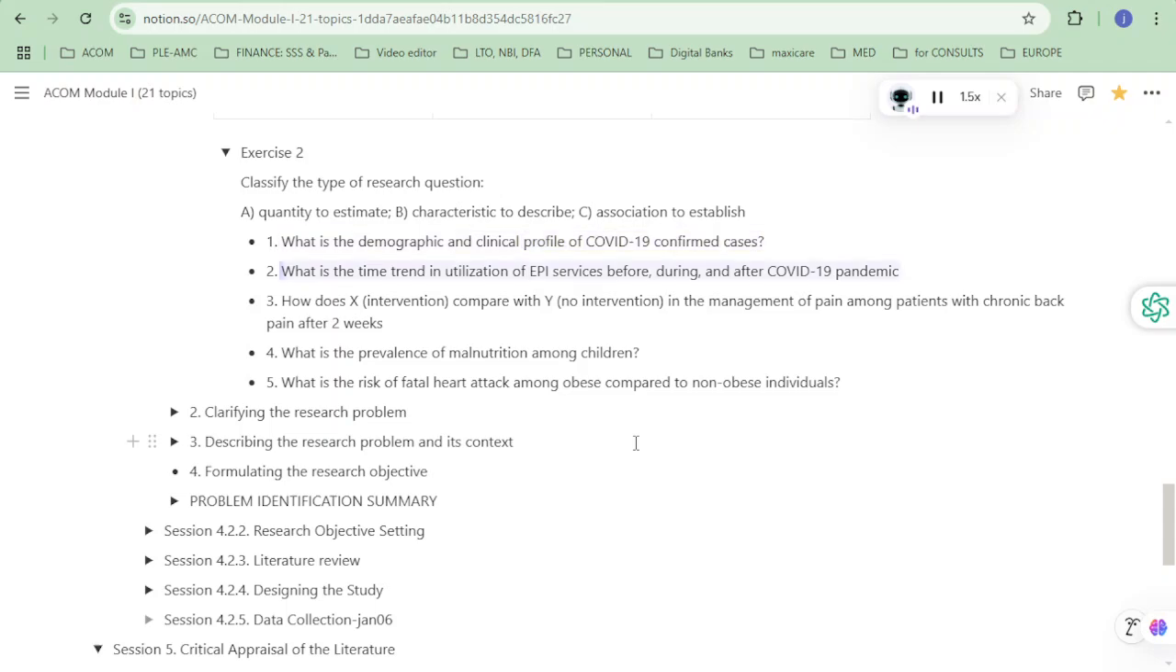2. What is the time trend in utilization of AP services before, during, and after COVID-19 pandemic? 3. How does X, intervention, compare with Y, no intervention, in the management of pain among patients with chronic back pain after 2 weeks? 4. What is the prevalence of malnutrition among children? 5. What is the risk of fatal heart attack among obese compared to non-obese individuals?